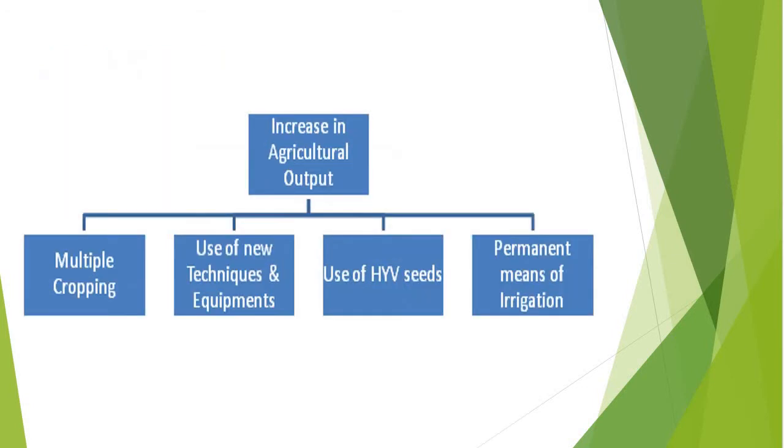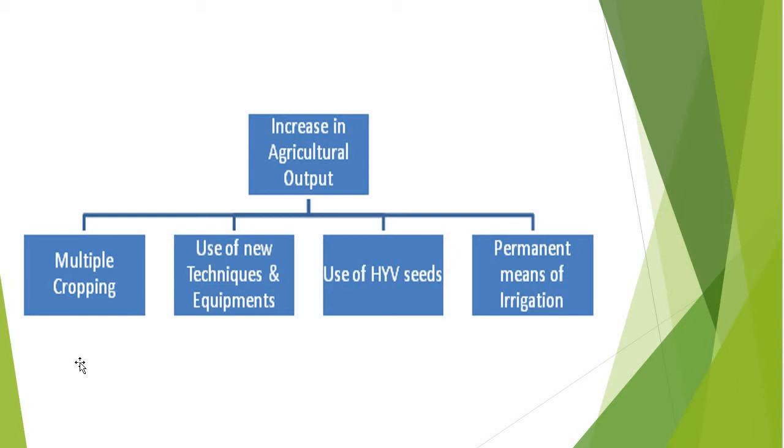Now the increase in agricultural output can be done through various ways. That is, the first one is multiple cropping. Multiple cropping means growing more than one crop in one particular year. Another way is use of new techniques and equipments. There are various new kinds of techniques that are to be used.